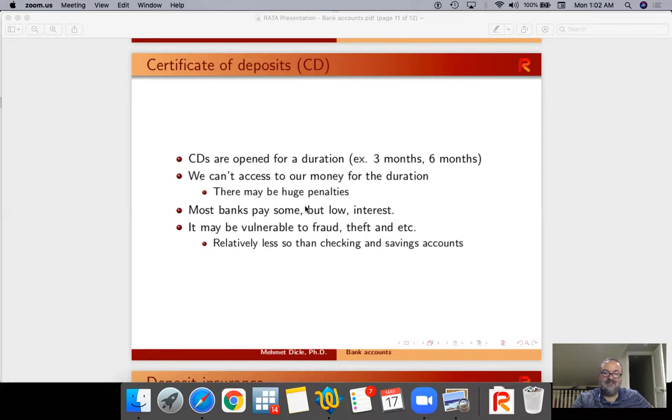So certificates of deposit are time deposits. We lose immediate access to the account, and they're really not convenient, and they're not products of service. They're products where the bank is offering you a little bit of return, interest. They're renting your money for a period of time.